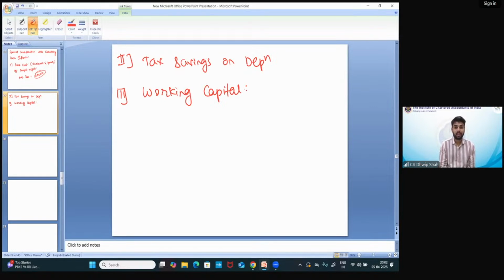Tell me, explain to me the meaning of working capital in layman terms. Huh? Simple. ऐसा मत बोलना sir, it is current assets less current liabilities. A layman does not understand what is current assets and current liabilities. So explain to me in the way that a layman understands. Bolo, what do you mean by working capital?